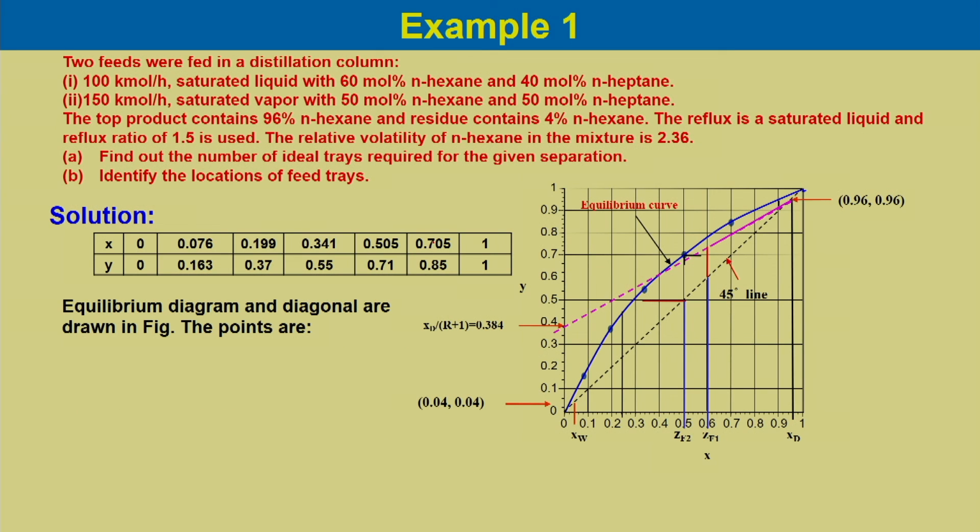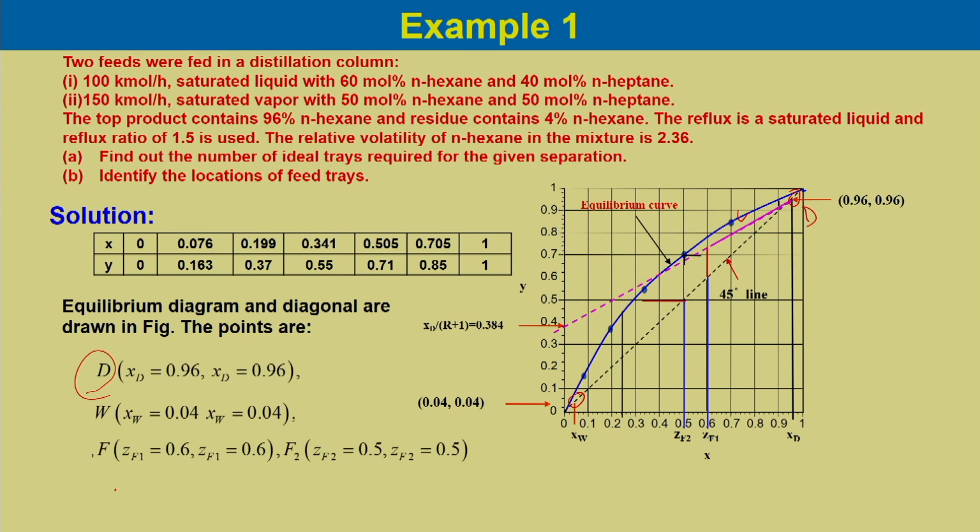Now, the equilibrium data, that is the relative volatility equation, is given. So, we can calculate the equilibrium data and plot the equilibrium diagram, which is shown over here as the blue line. Now, XD is 0.96 and 0.96 at the D location, which is over here, this is D and this is W, that is 0.04. The feed condition is 0.6 and 0.6 for feed 1, which is over here at the intercept on the diagonal, and feed 2 is 50 mole percent, so it is over here.